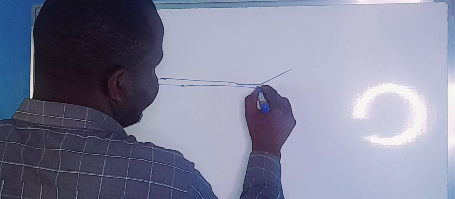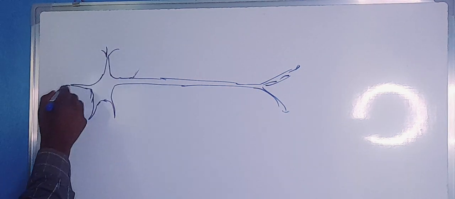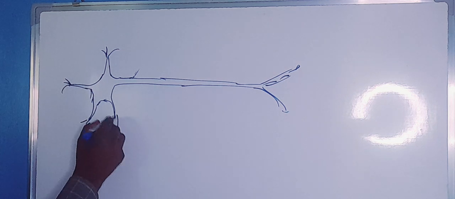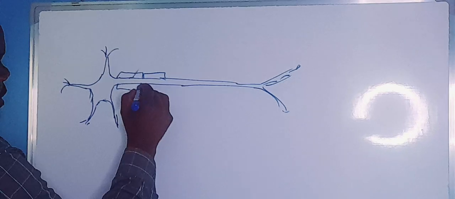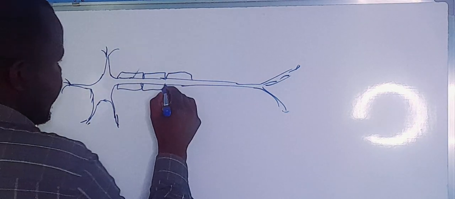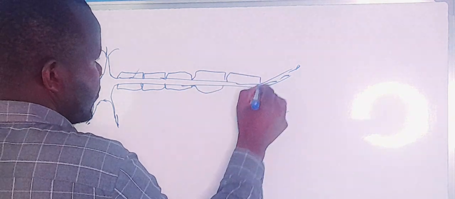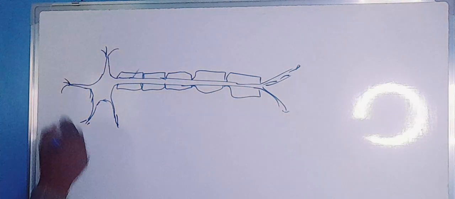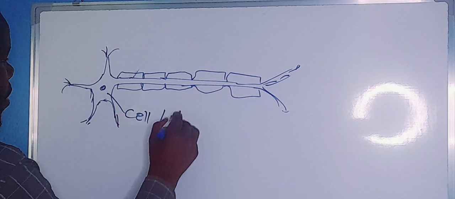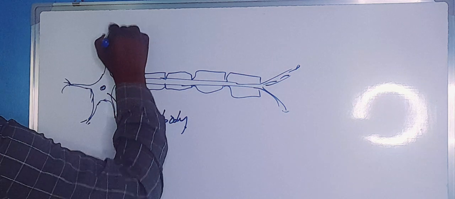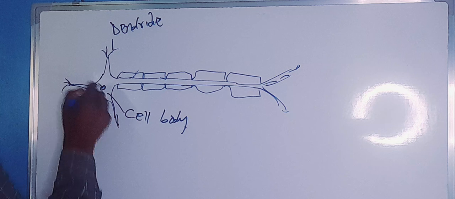We are speaking about this one being a cell body. Then we myelinate. This is myelinated. You can check that. So we are speaking here, we will have a nucleus. So this one is our cell body. This one is our dendrite. This is our nucleus.